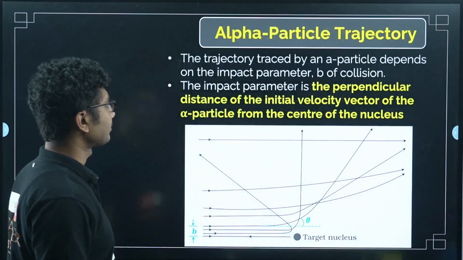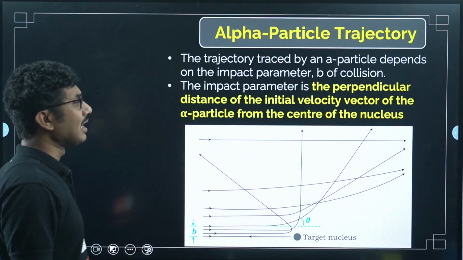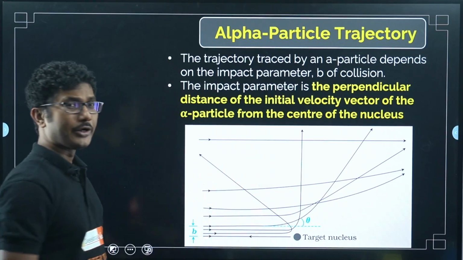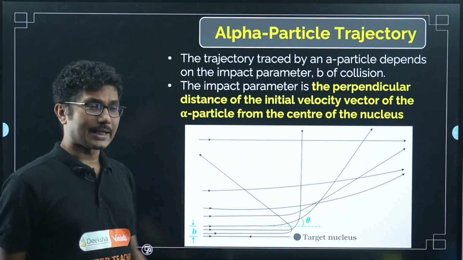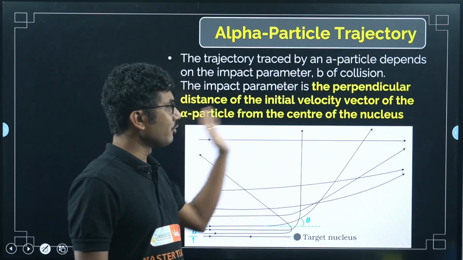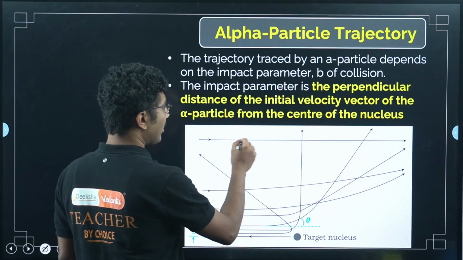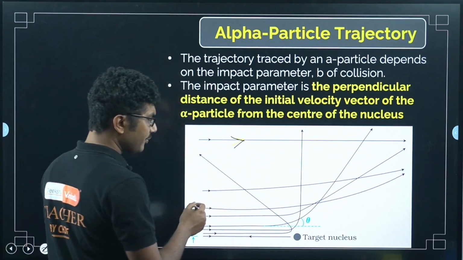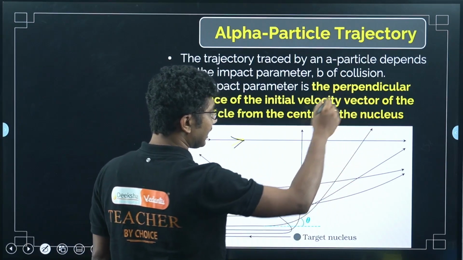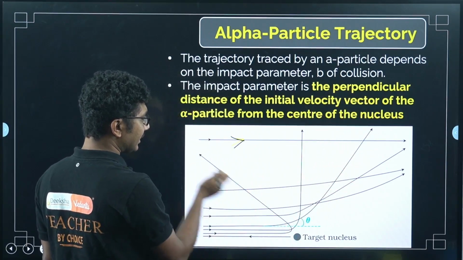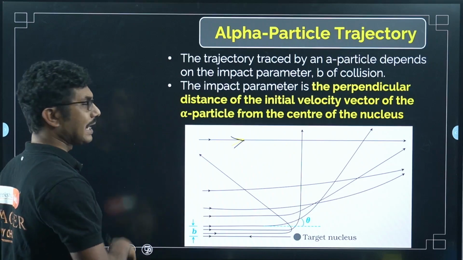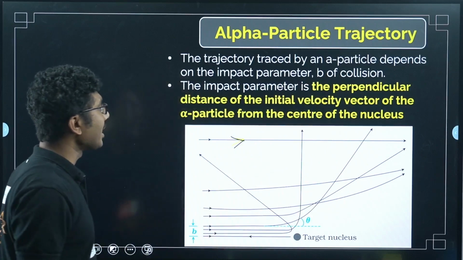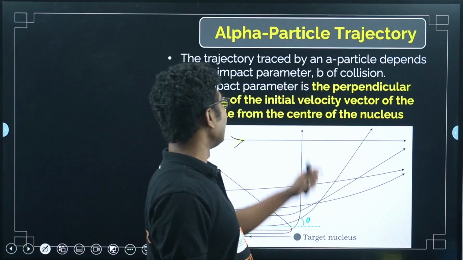Now let us look into another part, alpha particle trajectory. As we discussed, alpha particles are going towards the atom, and most of them are going straight. So the most alpha particles are going in this direction without any deflection. Some of them are deflecting like this, and 1 in 8,000 are coming back at more than a 90 degree angle. The trajectory traced by an alpha particle depends on one important parameter, the impact parameter.